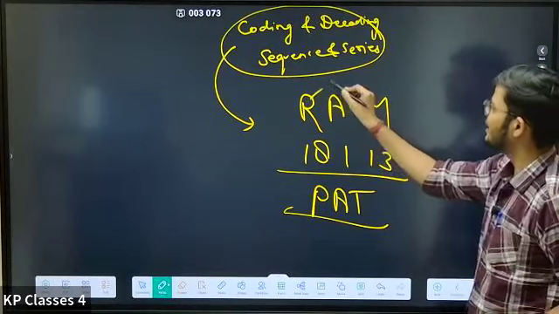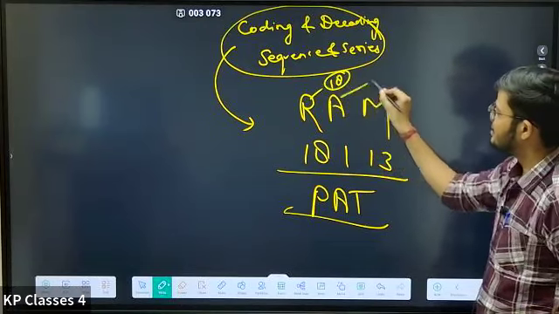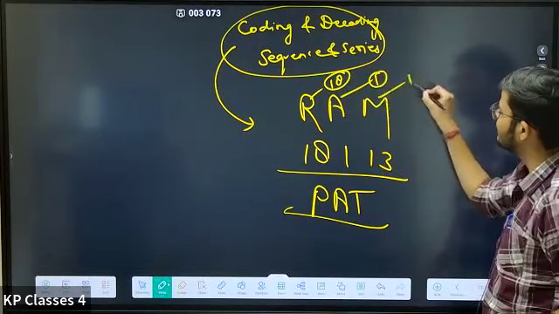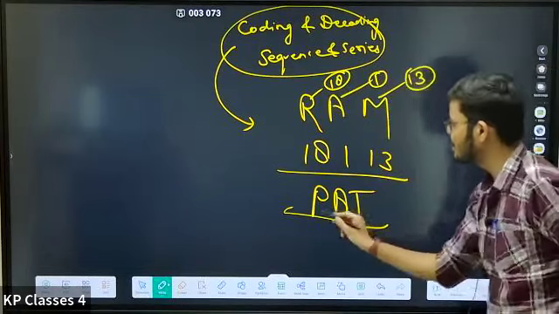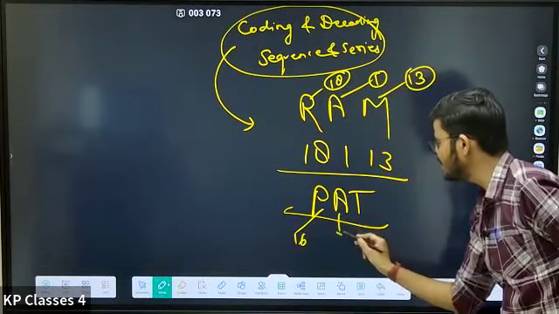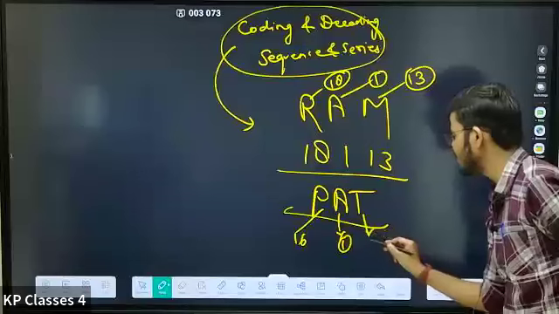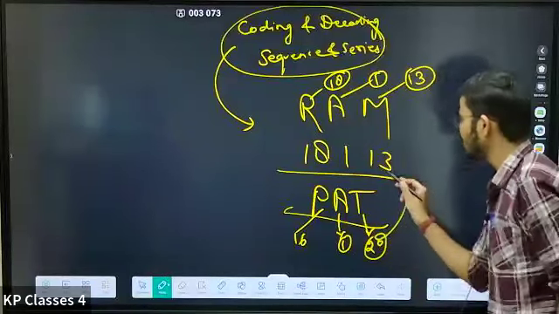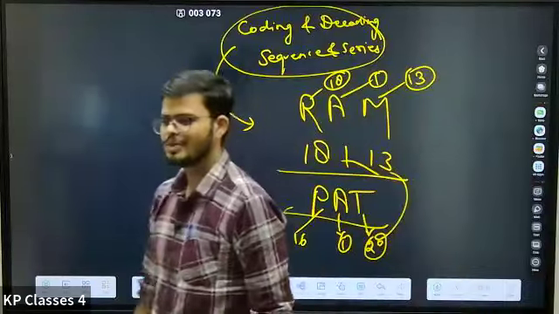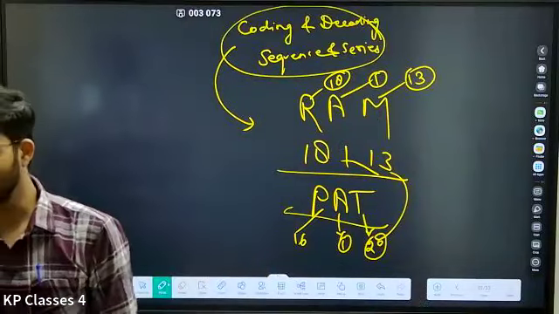You know that R is at the 18th place in the alphabet. A is at the first place. M is at the 13th place. So P is at the 16th place. A is at the first place. T is at the 20th. So here this pattern is being followed. P is 16, A is 1, T is 20.